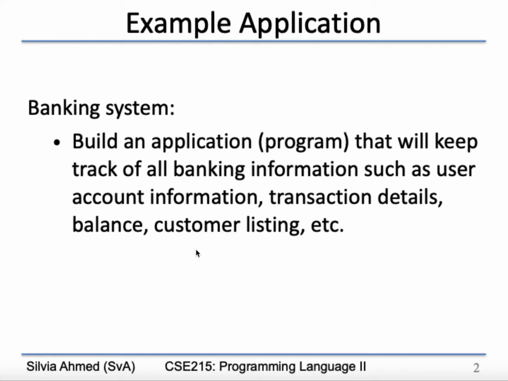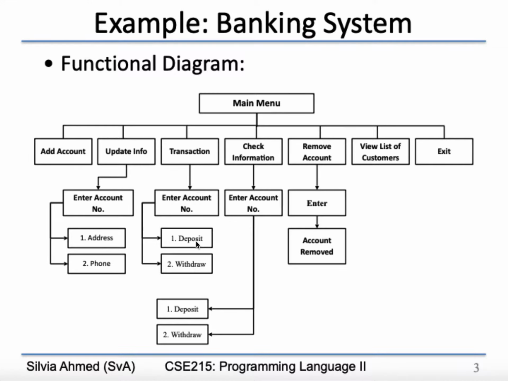Before jumping into writing the actual application using a specific language, we need to have some designing step. The first designing step is to come up with a functional diagram of the problem. When we build the application, we first have the main menu, and from the main menu there are several options. For example, add an account, update info of an account, transaction, check information, remove an account, view list of customers, and exit the program.